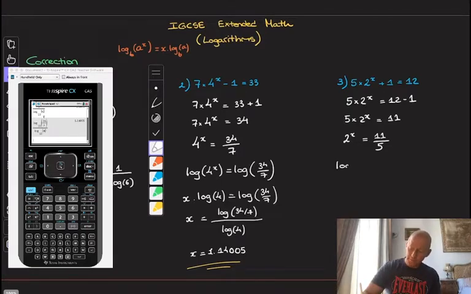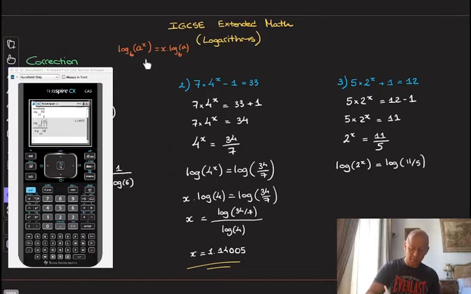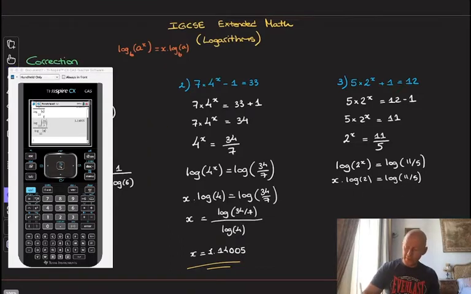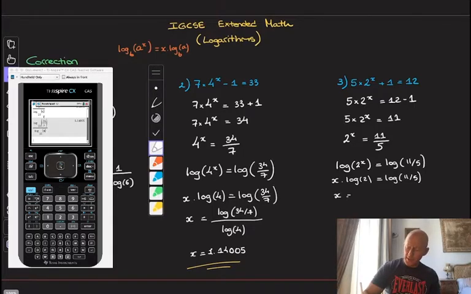So I write log of 2 to the power of x equals log of 11 over 5. I now use the law that we have at the top here, and I can state that x times log of 2 equals log of 11 over 5, right? Finally, I divide both sides of this equation by this log of 2, which is multiplying the x, and that leads us to x equals log of 11 over 5, over log of 2, right?